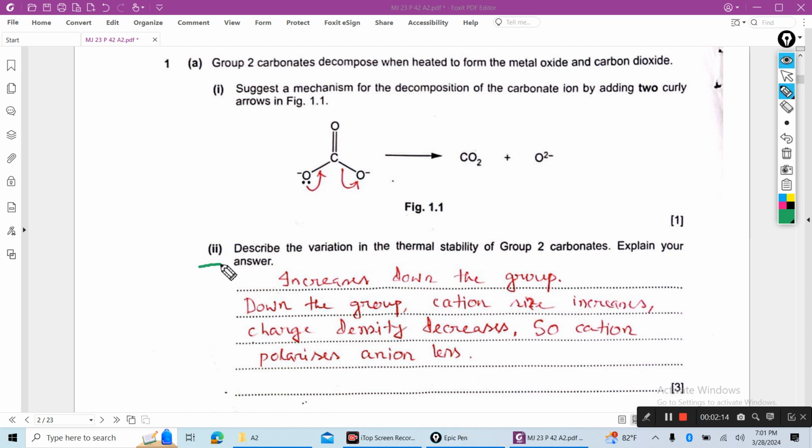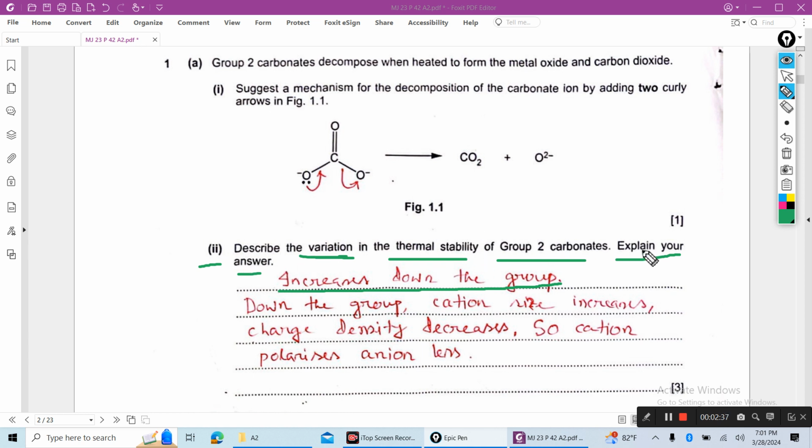Next, describe the variation in the thermal stability of group 2 carbonates. Explain your answer. Group 2 carbonates, you know, the thermal stability increases down the group. Down the group, thermal stability increases.